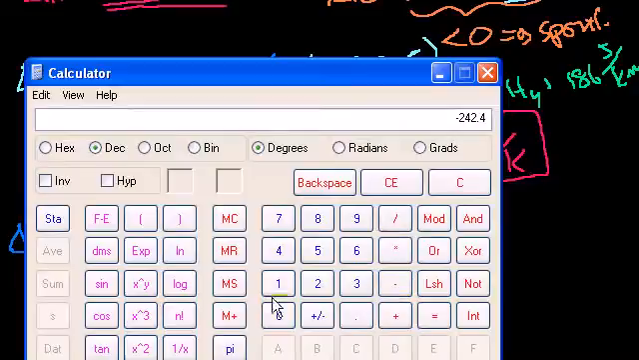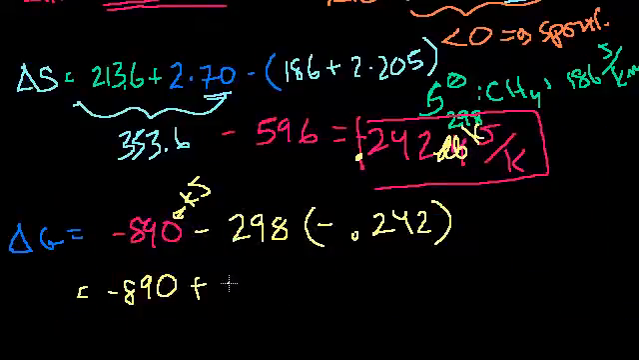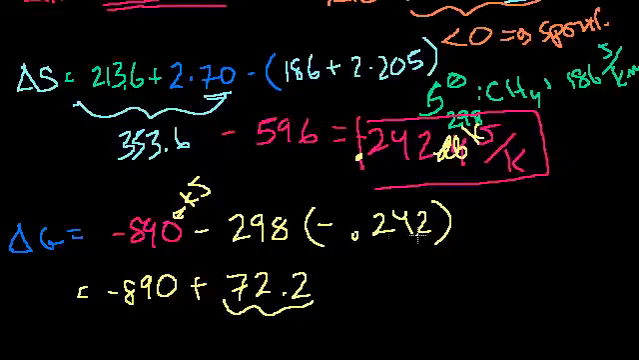So, 0.242 divided by 1,000, that's our change in entropy, times 298, that's our temperature, is minus 72. So this term becomes, and then we put a minus there, so it's plus 72.2. So this is the entropy term at standard temperature. It turns into that. And this is our enthalpy term.